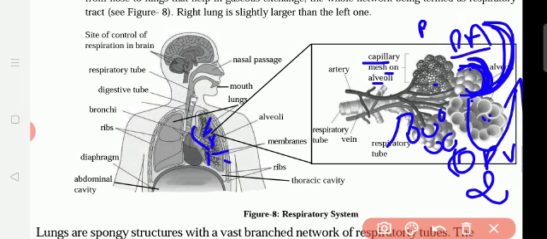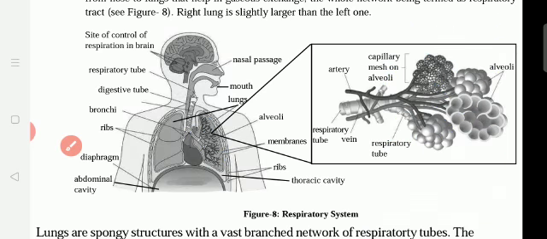The pulmonary artery takes the CO2 blood, that means deoxygenated impure blood, to the lungs. From all parts of the body, veins bring deoxygenated blood to the heart. From the heart, the pulmonary artery brings it to the lungs. And from here, oxygenated blood goes through the pulmonary vein to the heart. From the heart it goes to all parts of the body through the arteries. Okay, so the alveoli is the place where exchange of gases takes place.